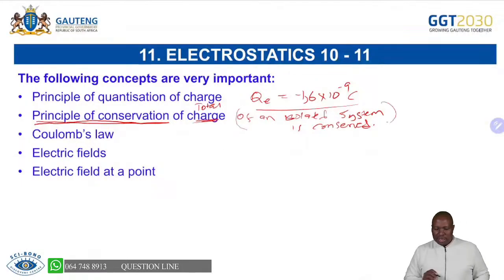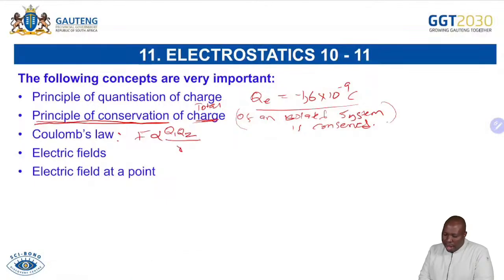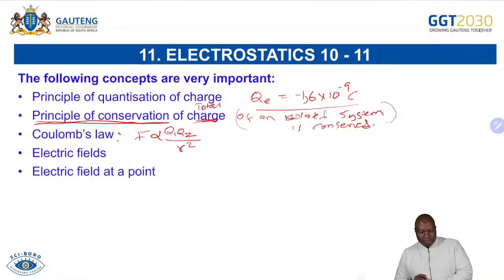So it's important that you know the principle of conservation of charge. And then we're saying Coulomb's law. We said the magnitude of the electrostatic force exerted by a charge Q1 on another charge Q2 is directly proportional to the magnitude of the product of the charges and inversely proportional to the square of the distance between them. So you are happy there. You must just flow and do as much as you can.